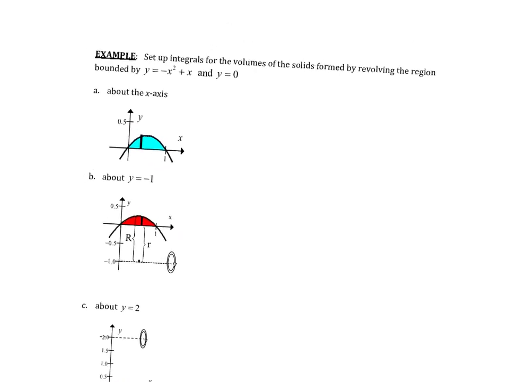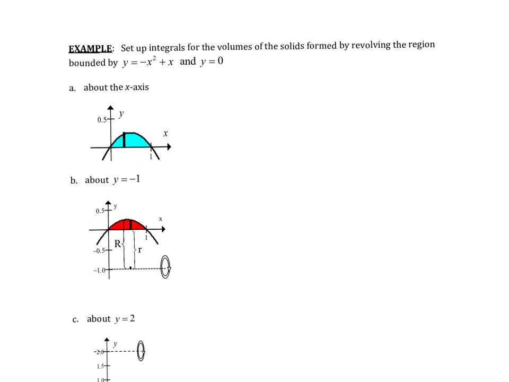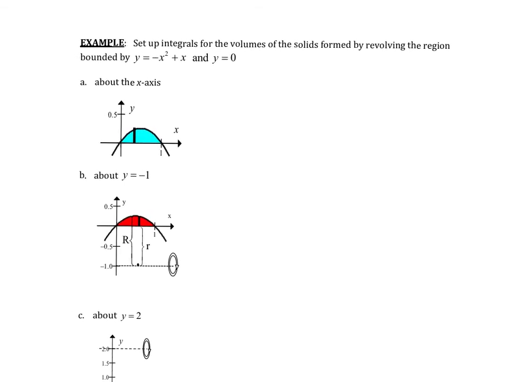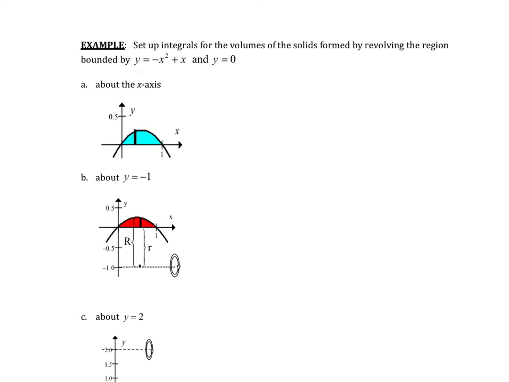We're going to start by just setting up the integrals for these and looking at how we can find the volumes of the solid formed by revolving the region bounded by y equals negative x squared plus x and y equals 0. Now I want you to look at this first example. Is there going to be a hole, a gap in any way between the shape I'm rotating and the line I'm rotating about?